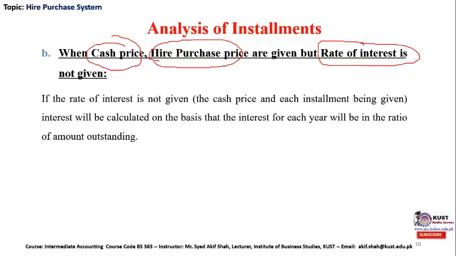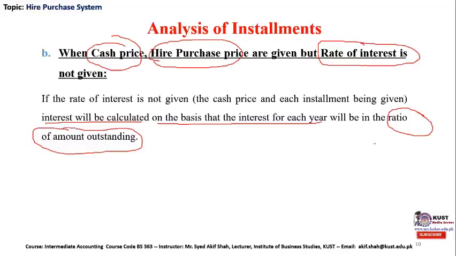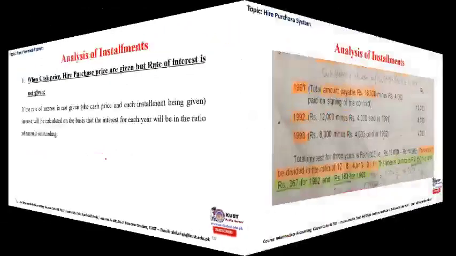If the rate of interest is not given, the rule says that with the cash price and each installment being given, the interest for each year will be calculated on the basis of the ratio of the outstanding balance. We will see this mechanism, how to calculate the ratio of outstanding balance, for the previous example in the next slide.